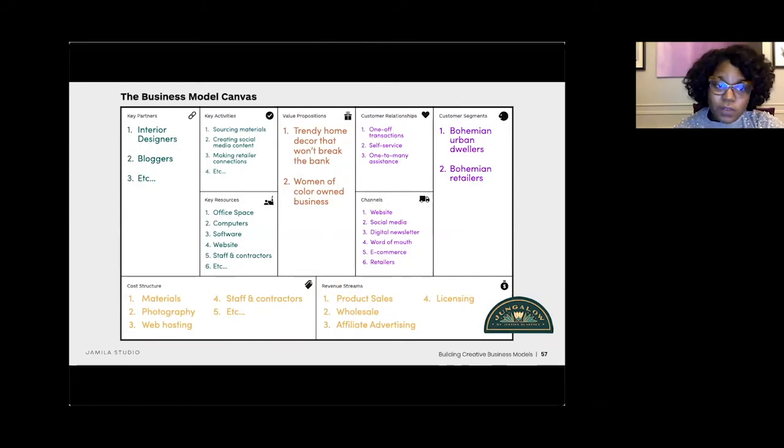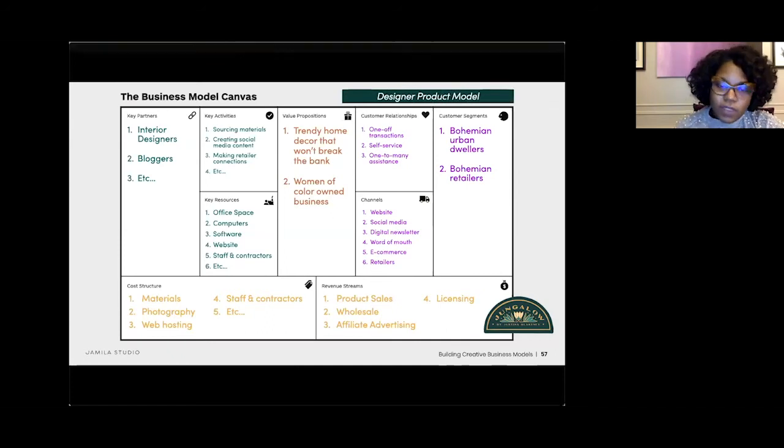So this is what the Jungalow's business model canvas looks like. We know that their customer segments are bohemian urban dwellers, but also retailers. We know that their value is trendy home decor that won't break the bank. But another value proposition is that Jungalow is a woman of color owned business, so that is valuable to some customers. That becomes a value proposition. We know that their relationships are one-off transactions. We know that some of their channels are their websites. We know that their partners are interior designers and bloggers. So know that we've literally covered all of this in our presentation.